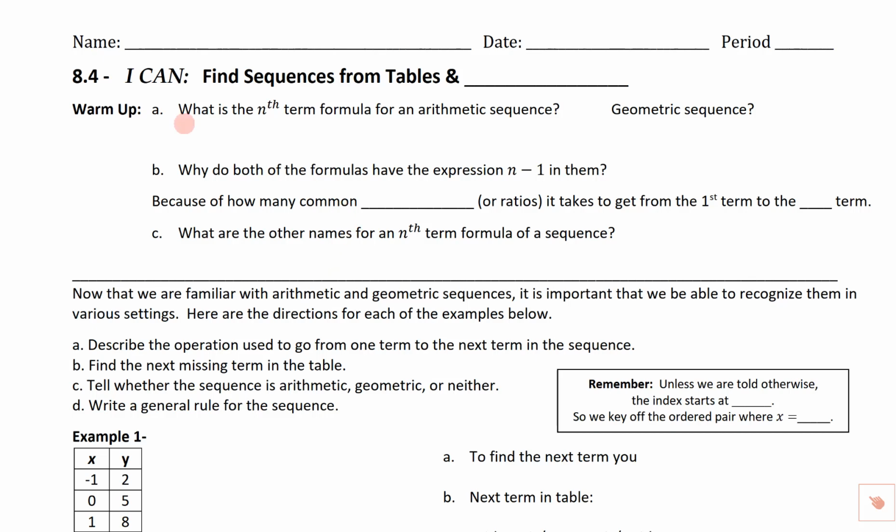Okay, in section 8.4, we're going to look at sequences a little bit differently. So the I can statement is I can find sequences from tables and graphs. Tables and graphs. And again, can't forget these formulas.